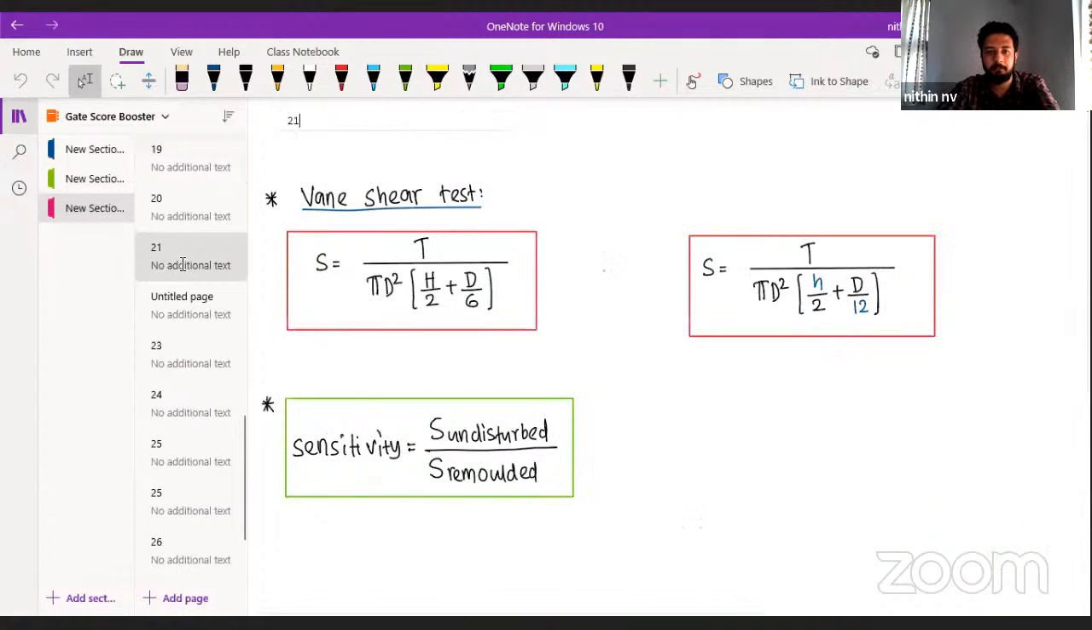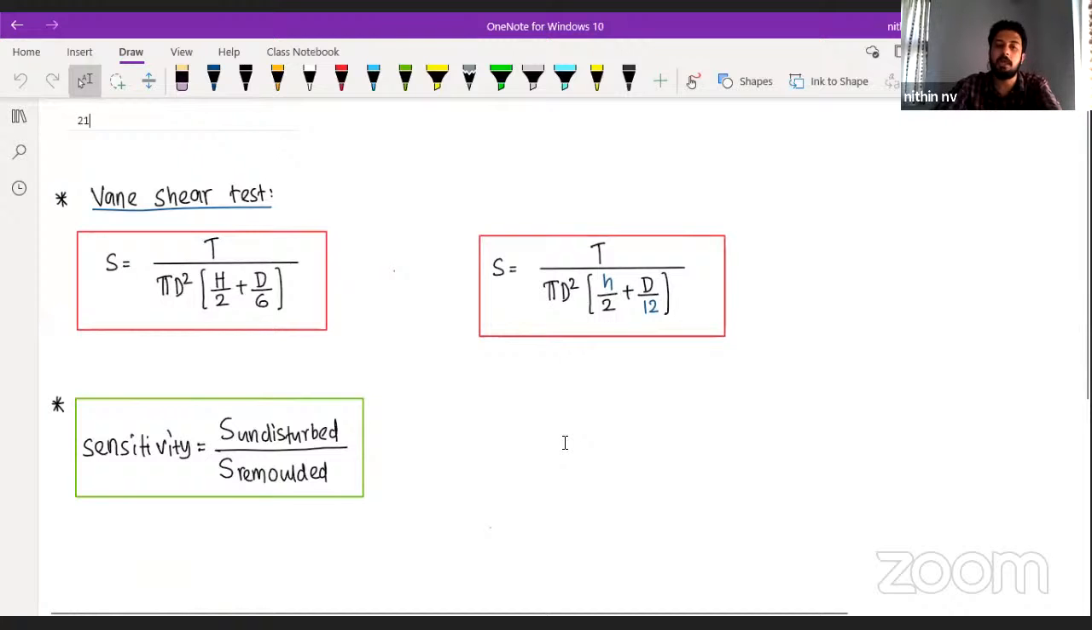Now, just look at the equation of the vane shear test. S is equal to T by pi d square, h by 2 plus d by 6. H is the height of the specimen that we are taking. D is the diameter of the cylindrical vane, it is the equipment that we are taking. T is the torque that we produce for making a shear failure of the soil. I hope you have already checked this equation.